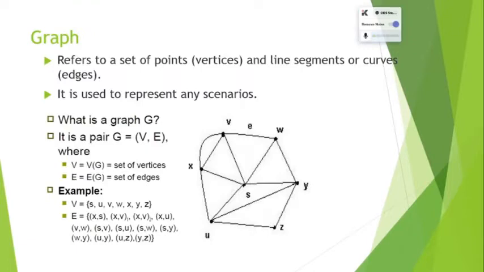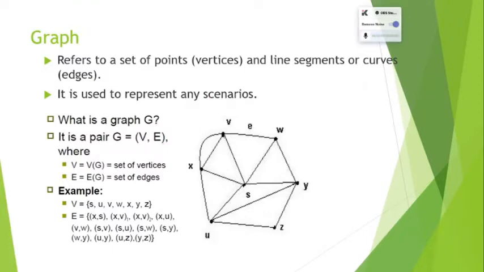So a graph refers to a set of points, or vertices, and line segments, or curves, or edges. It is used to represent any scenario or pattern. So what is graph G? It is a pair G equals V, comma E, wherein V is V of G, which stands for the set of vertices, while E is E of G, which stands for the set of edges. As you can see on the graph on the right side, this image shows a graph or pattern.